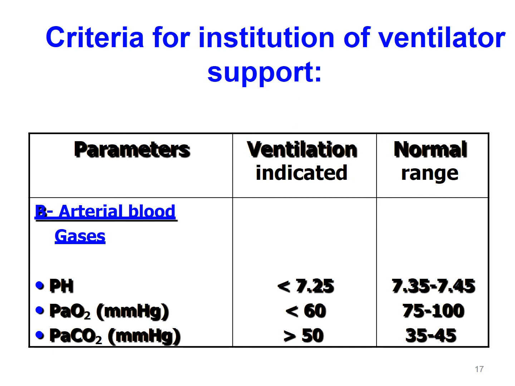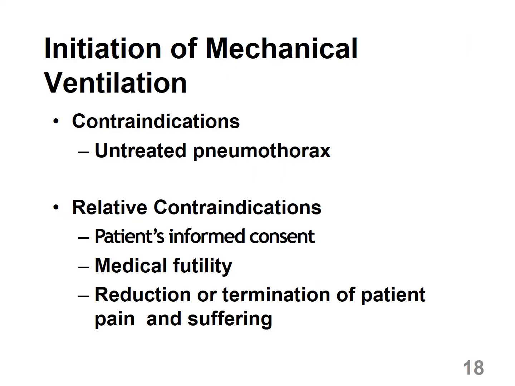Then ABG, that is pH less than 7.25, PaO2 less than 60 mm of Hg, and PaCO2 more than 50. Then we'll see initiation of mechanical ventilation. In these contraindications, we have discussed indications for initiation of mechanical ventilation till now.